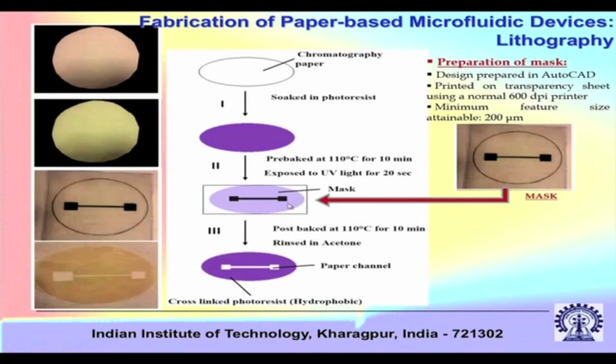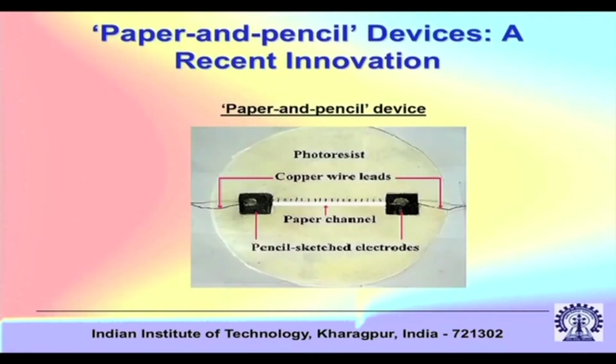You can see that the structure which is there in the transparency is transferred to the paper, and then it is post baked at 110 degree centigrade for around 10 minutes and rinsed in acetone. So, you have the cross linked photoresist, which is this violet color that you see, and the white colored region is the paper channel. So, it is just like the lithography process, but you can make paper based microfluidic channels in a simple way. This is a recent innovation that we made in our lab.